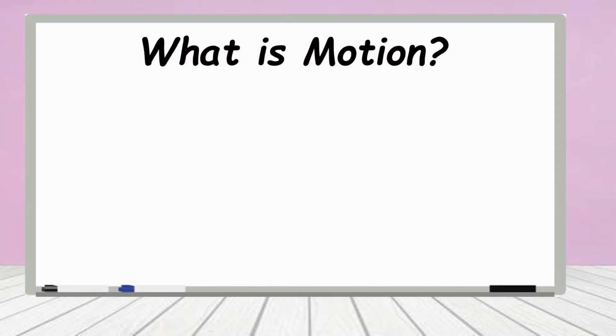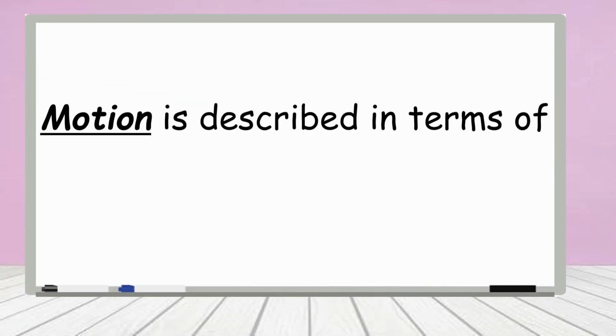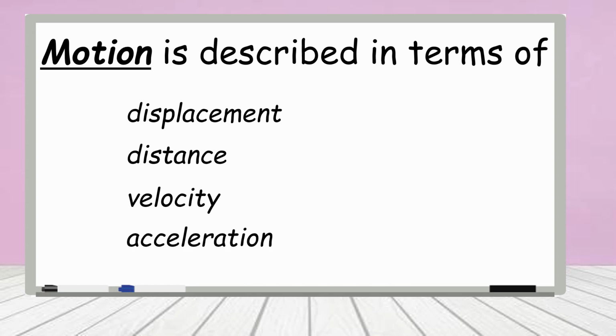Now, what is motion? Motion is a change in the position of an object over time. So, ang motion ay ang pagbabago ng posisyon ng isang bagay mula sa kanyang pinanggalingan papunta sa kanyang paroroonan. Motion is described in terms of displacement, distance, velocity, acceleration, speed, and time. So these are the terms that are used to describe the motion.